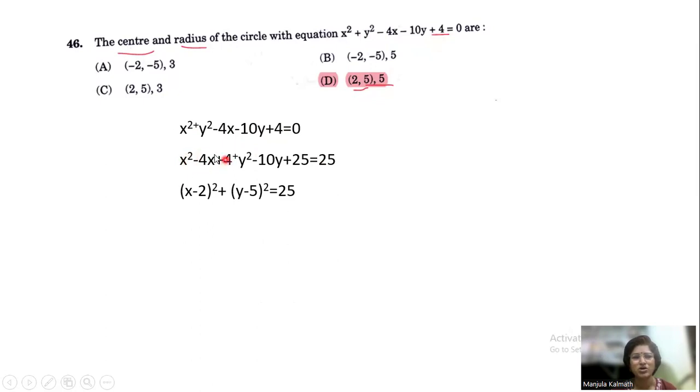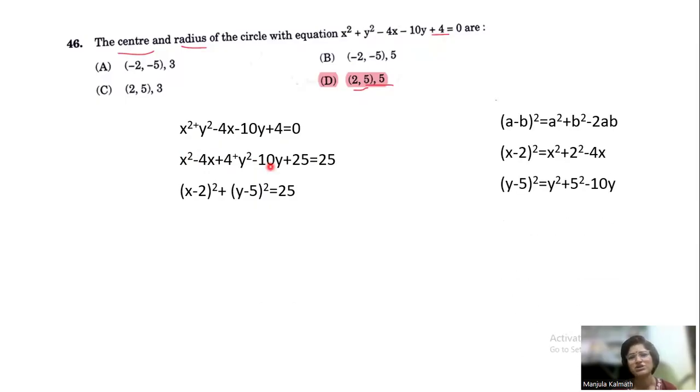This is altogether the x term, and one more we have y² − 10y. So here we need to convert this equation into the standardized form, that is (a − b)². In this format we have to convert both: x minus 2, since the x term relates to 2, and y minus 5.